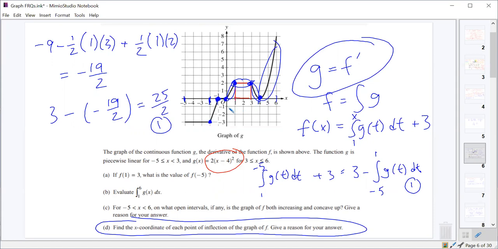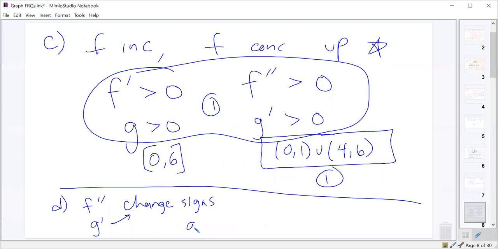So only one place is there a point of inflection, at x equals 4, as a sign change of f double prime or of g prime. And that was worth 2 points. 1 for the answer, 1 for the reason.